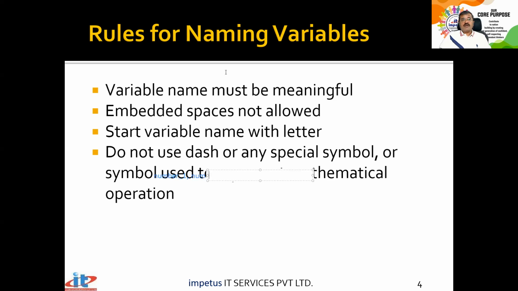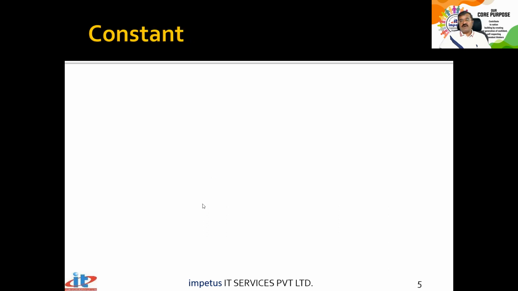Okay, avoid unnecessary or wrong naming conventions. So stick to some basics. Do not use a dash or special symbols, or symbols used to represent mathematical operations like plus, minus, multiply, divide. Never have these symbols in your variable names. So these are a few common conventions that you have to keep in mind while you define variables.